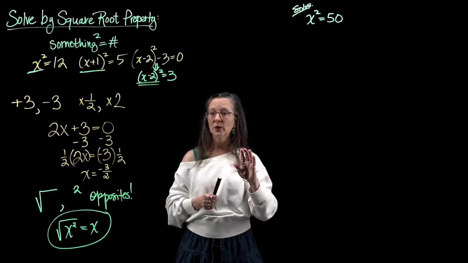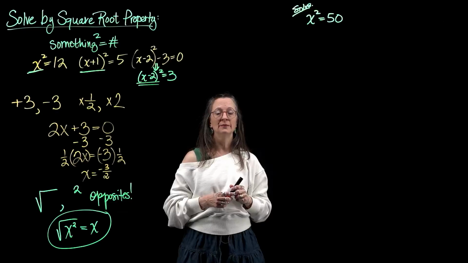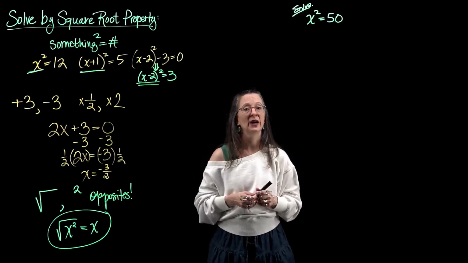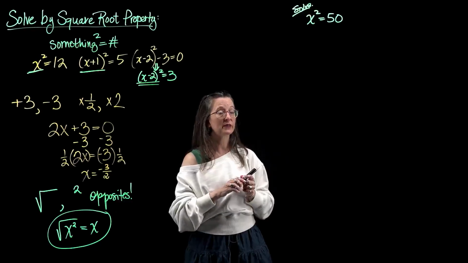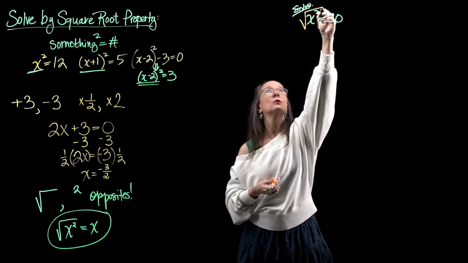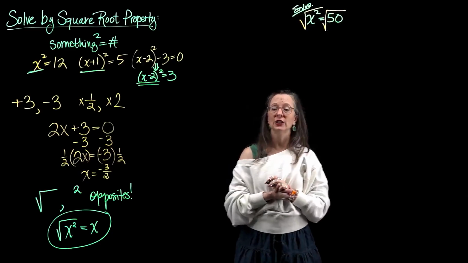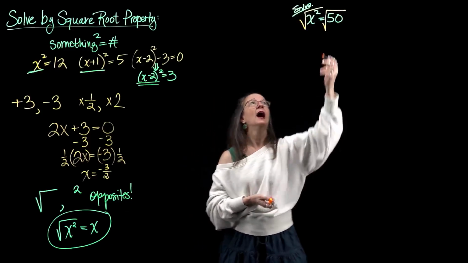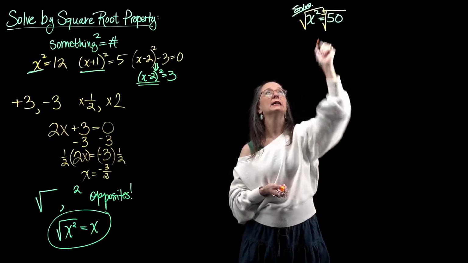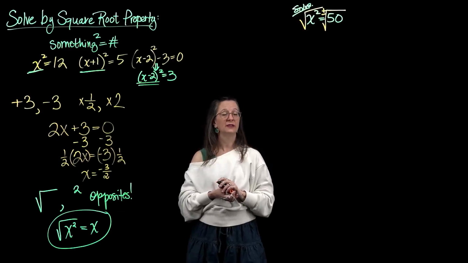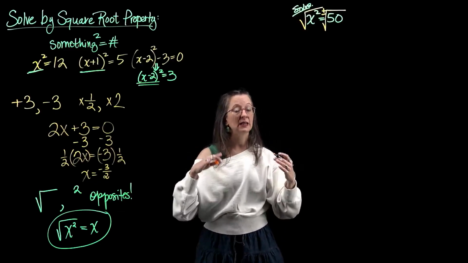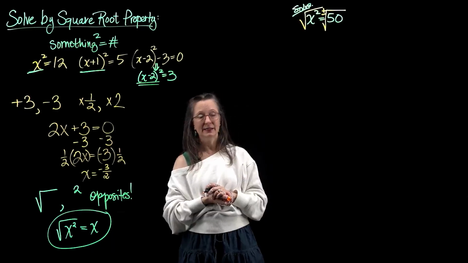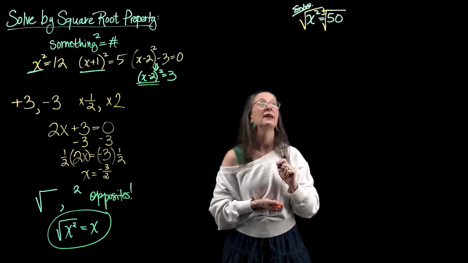Now, here's the most important part, and it's the part people miss the most often. If I add a square root to an equation, I also have to add a plus minus. So here's what that looks like. When I take the square root of both sides of this equation, so square root of x squared equals square root of 50, I have to add a plus and minus on the outside of square root of 50. I sometimes think of this as if I brought the square root to the party, I also have to bring a plus minus.